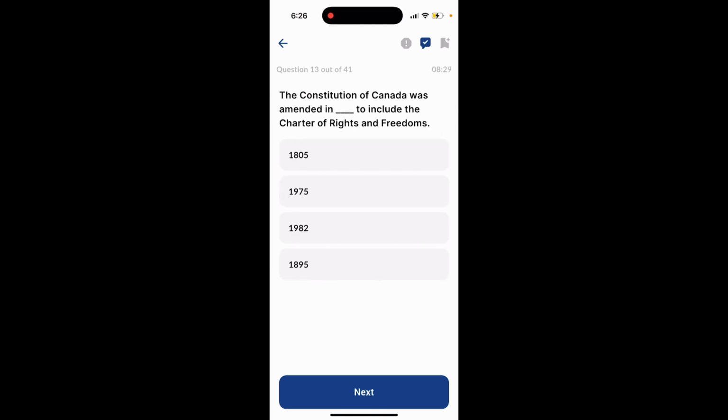The Constitution of Canada was amended in which year to include the Charter of Rights and Freedoms? 1805, 1975, 1982, 1895? The answer is 1982.